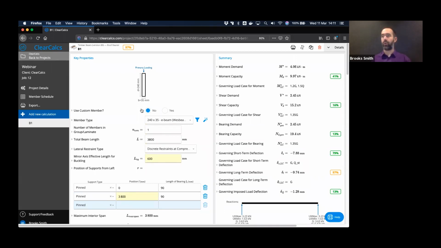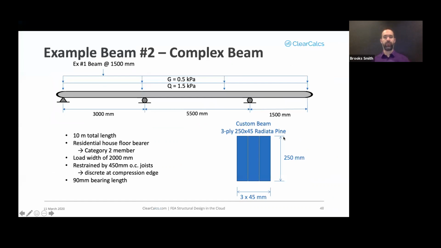Next, we'll go back to our presentation, and we will do a design of a complex beam. So for this, we will assume a 10-meter total length for the beam. We'll assume this is a floor bearer this time. So floor bearer running along probably the whole length of our house.